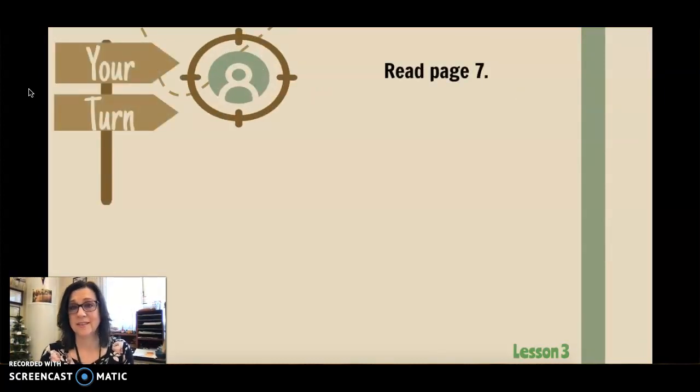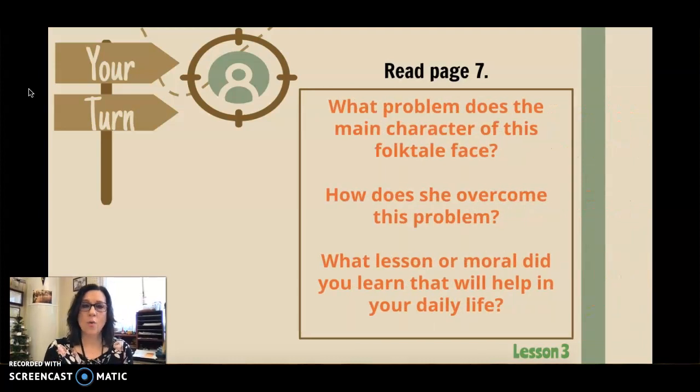Read page 7. As you read page 7, answer: what problem does the main character of this folktale face? What problem does Alice face here? How does she overcome this problem? And what lesson or moral did you learn that will help in your daily life? Go ahead and pause here, and then let's come back and talk about these questions.